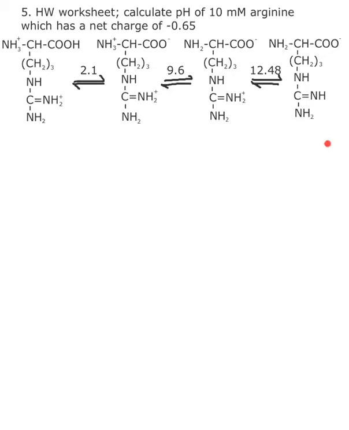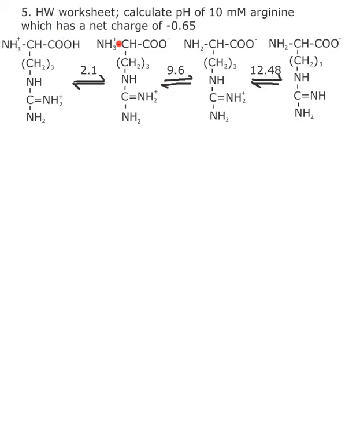So how would you know which pKa goes first? The lowest pKa will go first. The first one, 2.1 here, is the pKa of the alpha carboxylic group, so the alpha carboxylic group will be the first group to lose its proton. And then the next one is the pKa of the alpha amino group here.